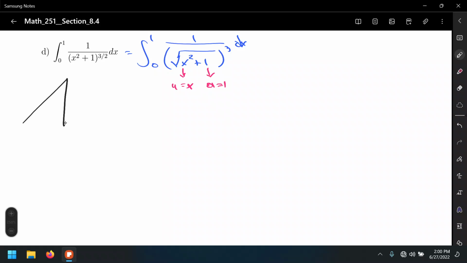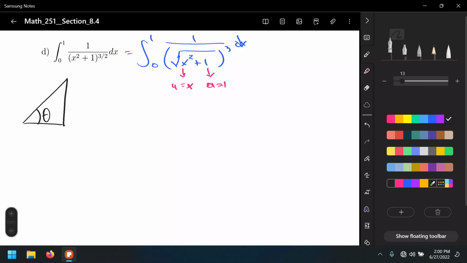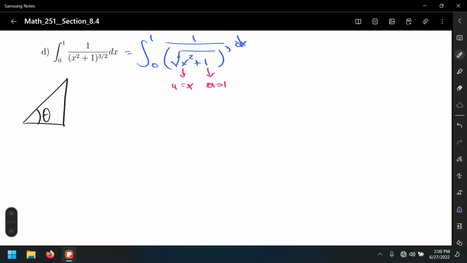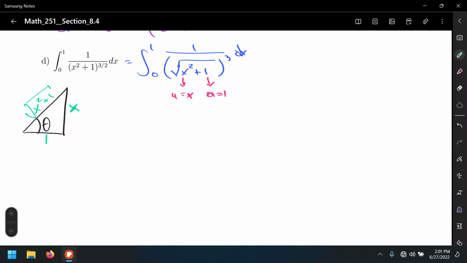So let's label the triangle theta. And well, again, I usually set the opposite to be the variable and the constant term to be the adjacent. And if you do the Pythagorean theorem to find the hypotenuse, you will get 1 squared plus x squared, which is the square root of, or rather simply, x squared plus 1. Alright? So let's go ahead and do the substitution.